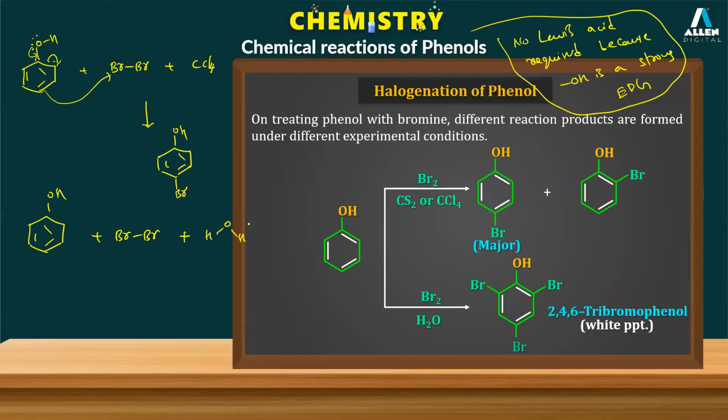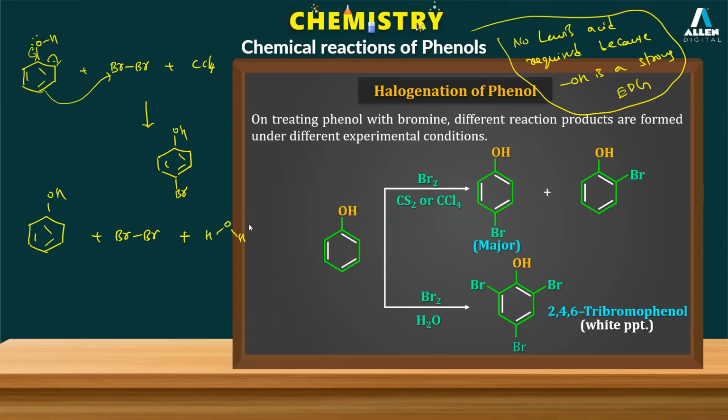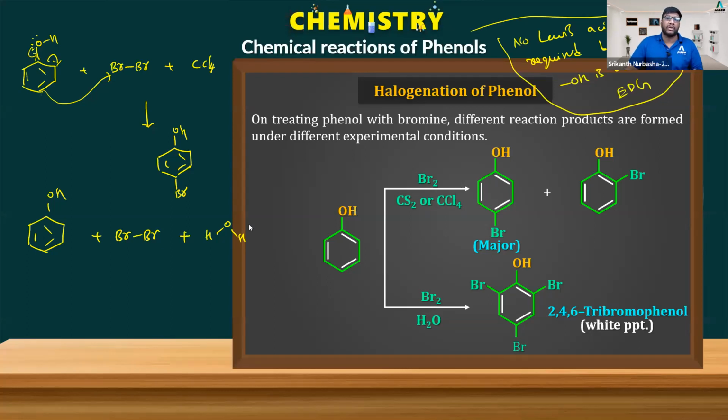Non-polar. Bromine is non-polar. What is polarizing Br2 in the previous case? The pi electron density of benzene. But now, what are the species which can polarize Br2? The lone pair of oxygen in water. It is not only the pi electron density of phenol that can polarize Br2; water can also polarize Br2.